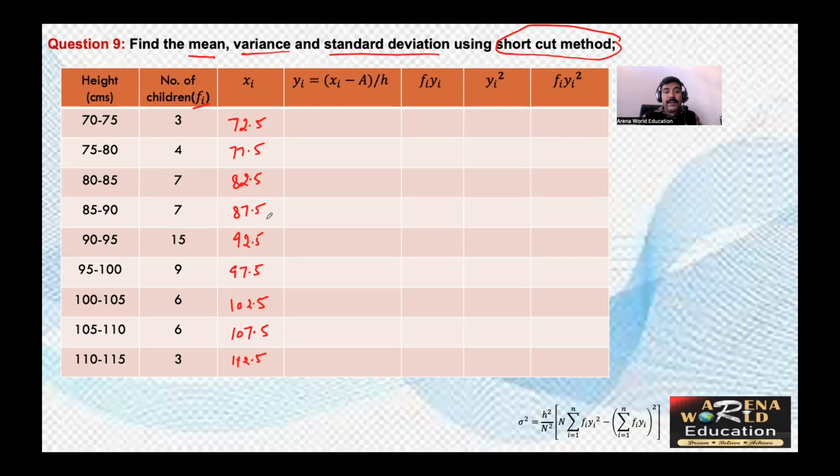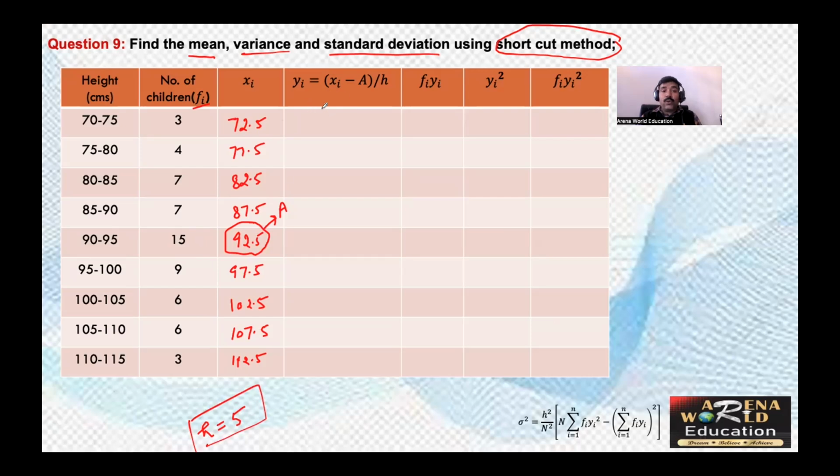To find yi, we need xi minus a. And a is what? To make our calculation very easy, we assume a as any mid value of xi. So that is 92.5, right? Now to find yi, h is required. What is h? Yes, h is the width of each class interval. So that is equal to 5. Or to find h, you can see the difference of each xi. So that is again 5. So h we have found, a is 92.5.